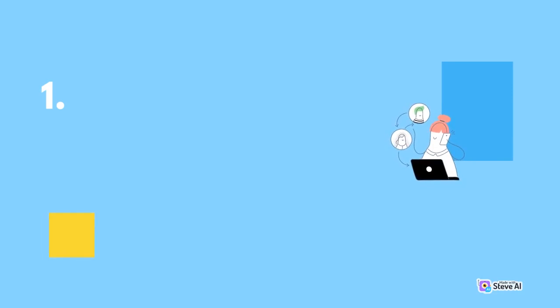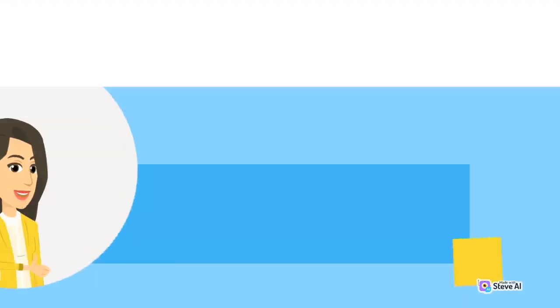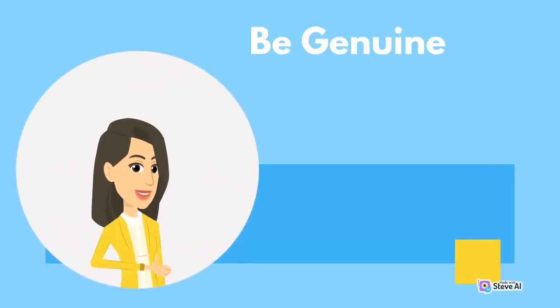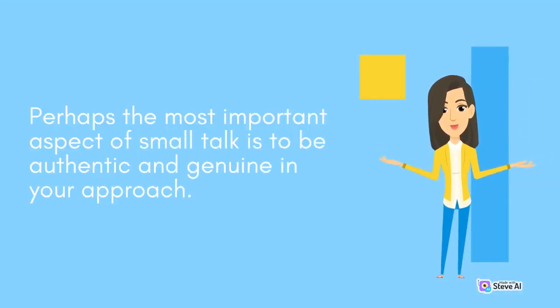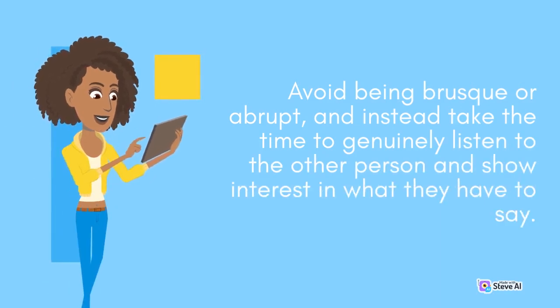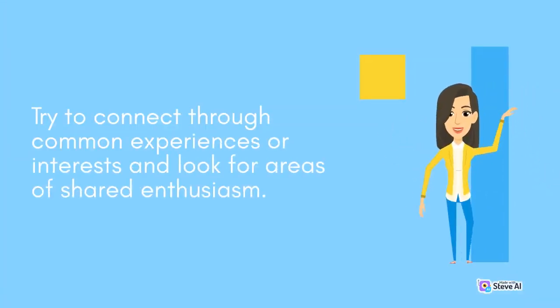1. Be genuine. Perhaps the most important aspect of small talk is to be authentic and genuine in your approach. Avoid being brusque or abrupt, and instead take the time to genuinely listen to the other person and show interest in what they have to say. Try to connect through common experiences or interests and look for areas of shared enthusiasm.